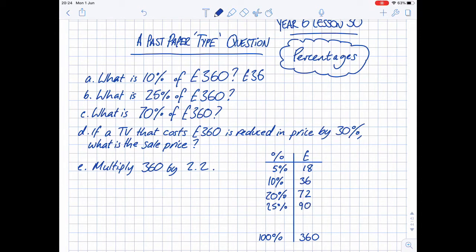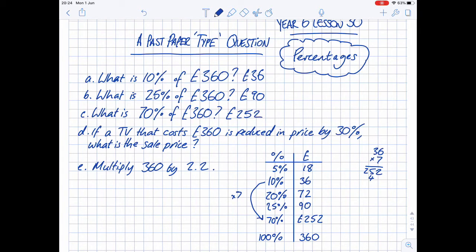So 25% is £90. Now this proves how valuable the 10% is, because how do I get from 10 to 70? Times by 7, so I need to times 36 by 7, which I would do like that. 7 times 6 is 42. 7 times 3 is 21, add the 4, which would be 252. So 70% is £252.